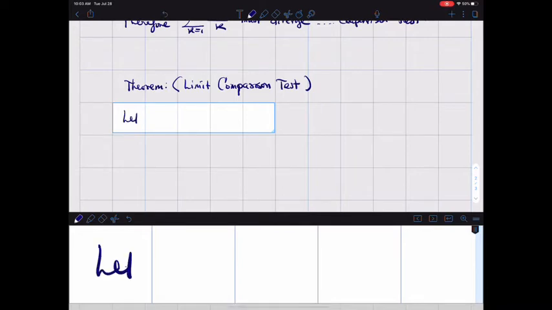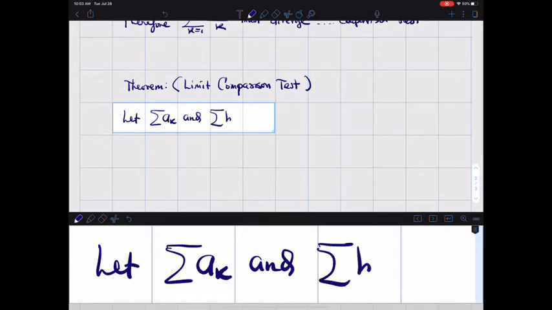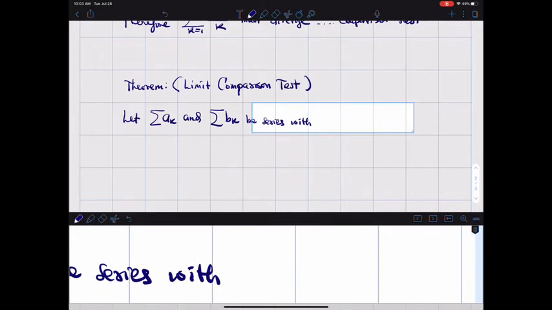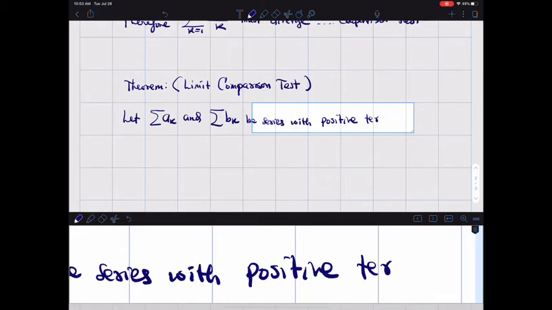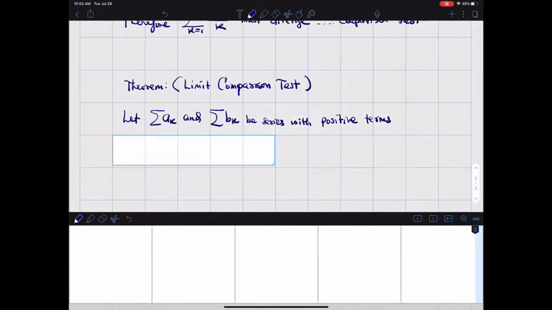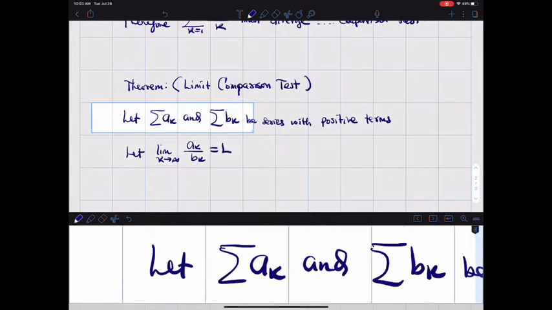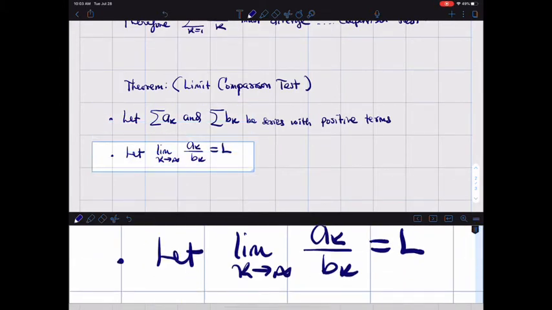So let a_k and b_k again be two series with positive terms. But in addition to this, let the limit as k goes to infinity of a_k over b_k be equal to L. So we have two conditions in this case.